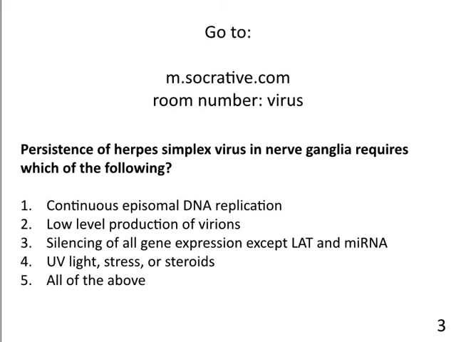Next question is, persistence of herpes simplex virus in nerve ganglia requires which of the following? All over, huh? Except for 4. Okay, so the 4 is right. Persistence doesn't require UV light stress. That's what reactivates the virus to spread to a new host. Persistence requires silencing of all genes except LAT and microRNA. All right, there's no continuous replication. Remember, neurons don't divide, so the viral DNA doesn't have to divide. It just stays there in the neuronal cell. There's no low-level production of virions, and of course, the stress is for reactivation. So number 3 is the correct answer.